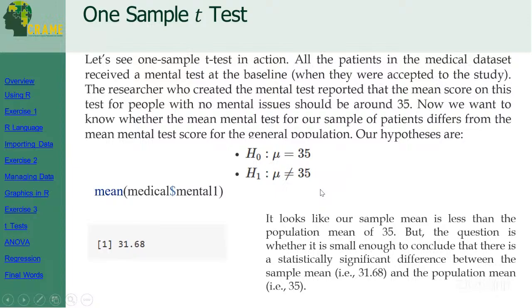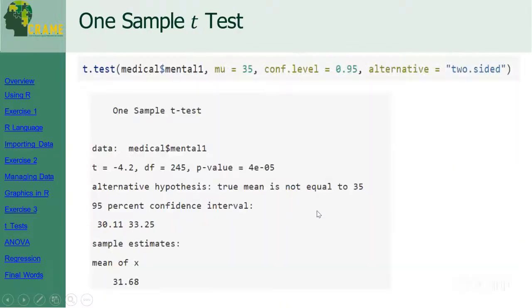So it looks like our sample mean is less than the population mean of 35. But the question is whether it is small enough to conclude that there is a statistically significant difference between the sample mean and the population mean. Though our sample mean is less, can we conclude that it is less for everyone? What do we do? We do the test. Which test? One sample t-test. What is the command? T.test.